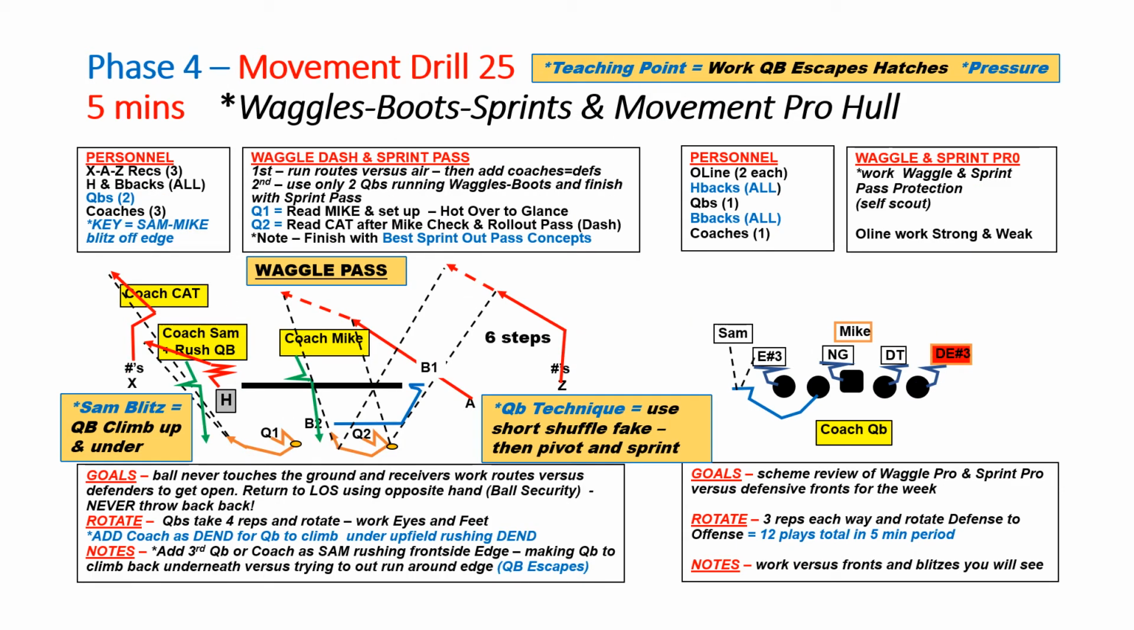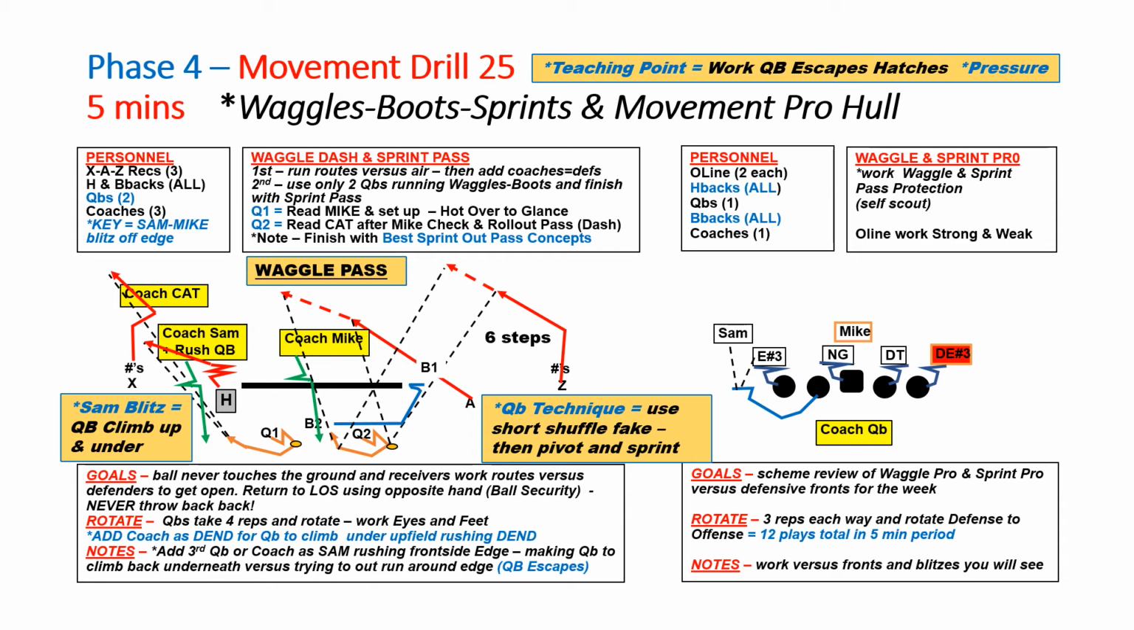Phase 4, these are movement type of play action passes that we do. So we just call this a movement drill 25 again. 2 quarterbacks, 5 receivers going. H's are with the skill people here because they're involved in our waggles, our boots, and our sprint outs. So again, what we do with our waggles is it's a dash concept.